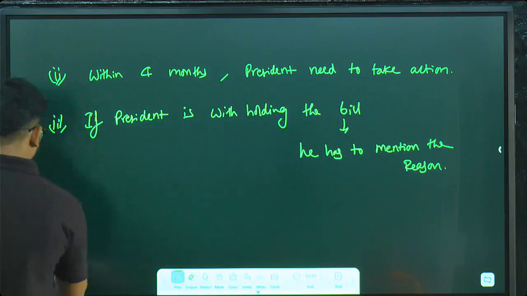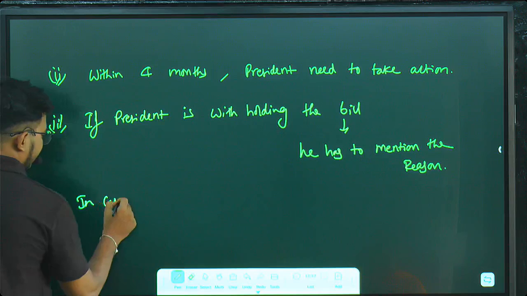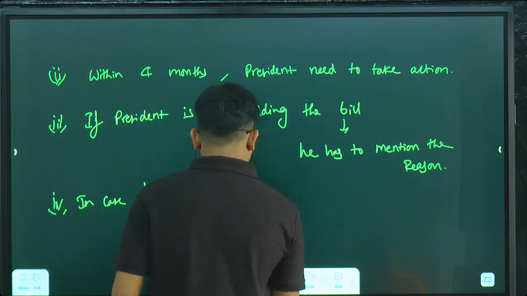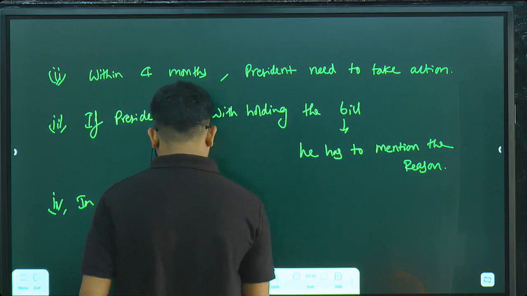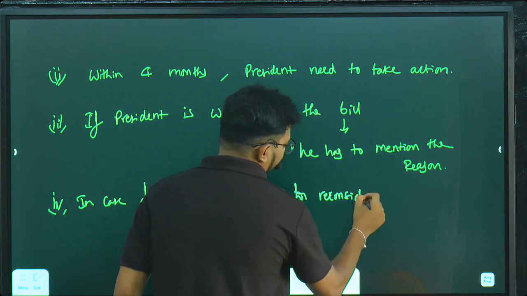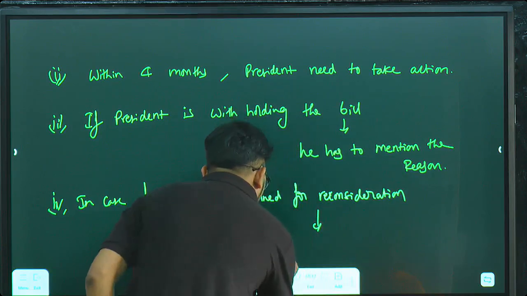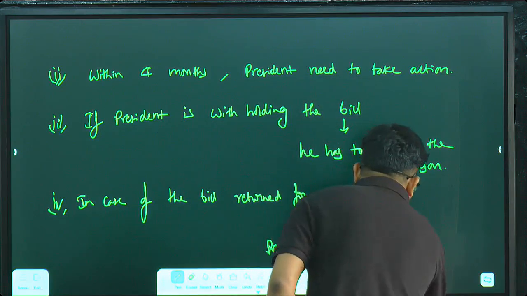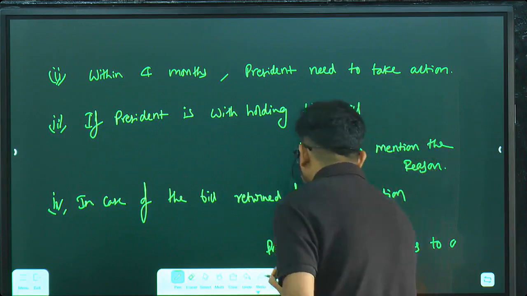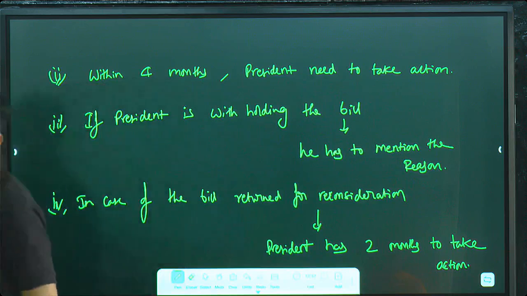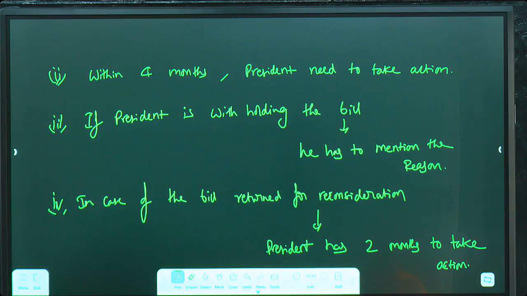So in case of a bill returned for reconsideration, the president has 2 months to take action.